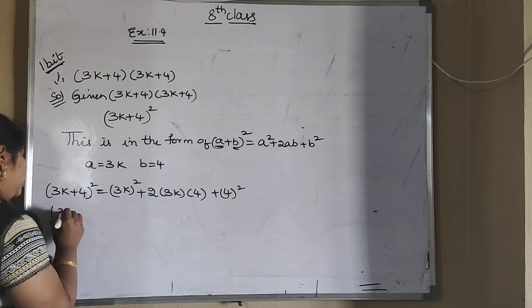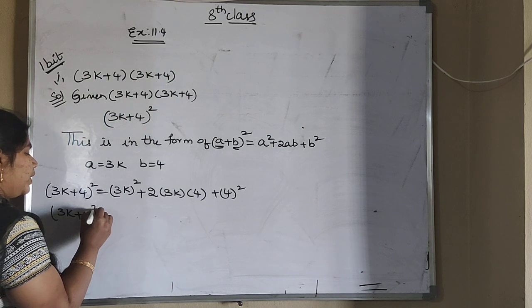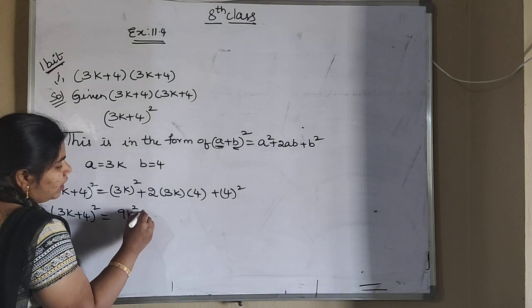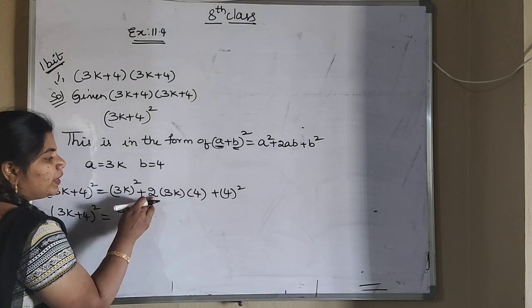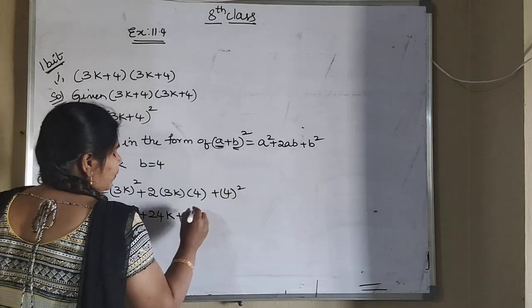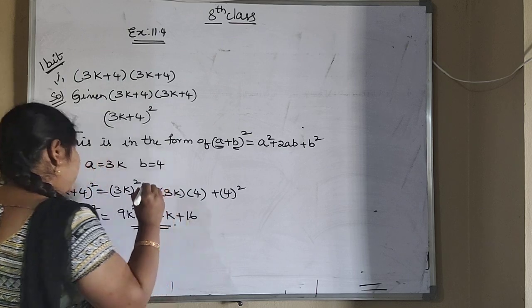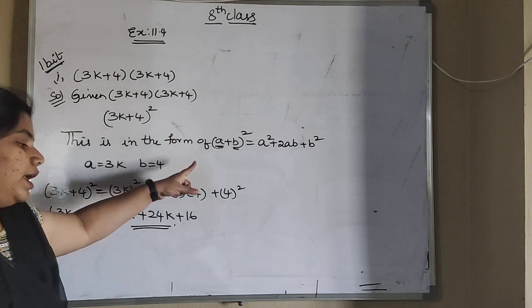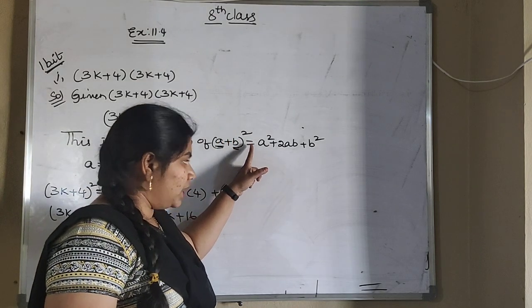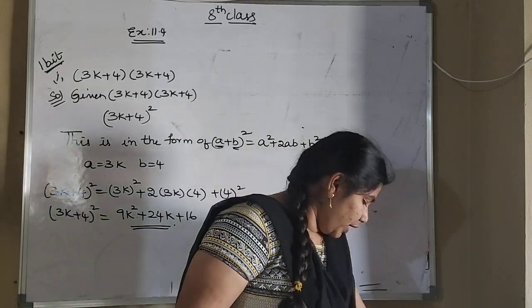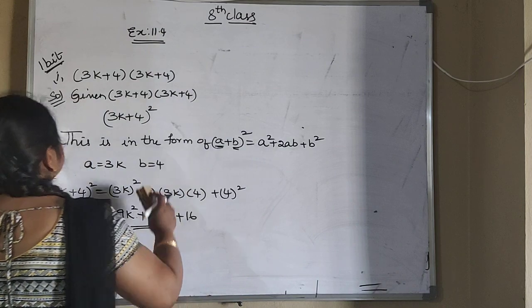Now 3k plus 4 whole square is equal to 3 square is 9k square, plus 4 3s are 12, 12 2s are 24k, plus 4 square will be 16. So this is our answer for 3k plus 4 whole square. Which identity have I applied here? The a plus b whole square formula, that is a square plus 2ab plus b square. Okay, next one we will see.